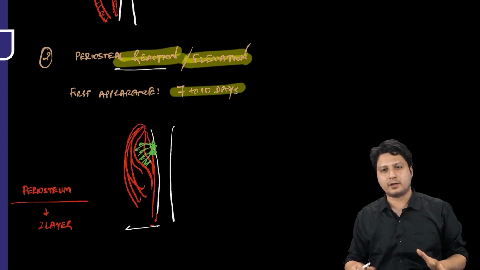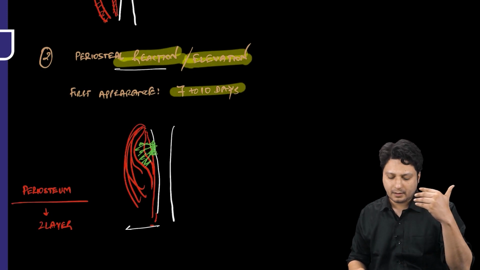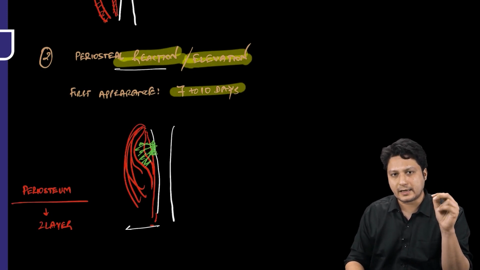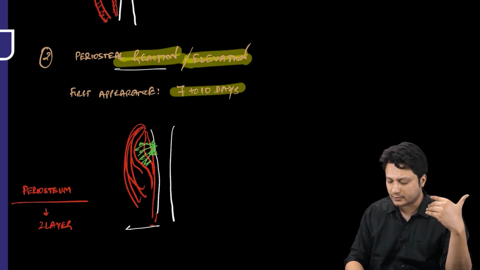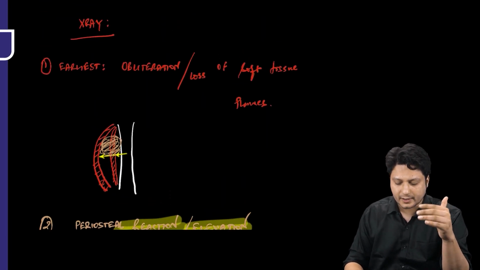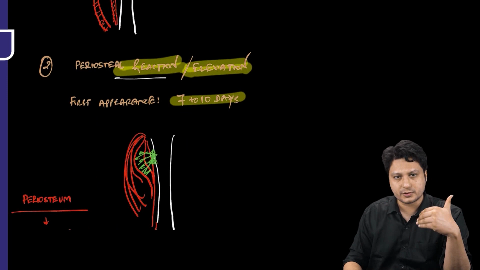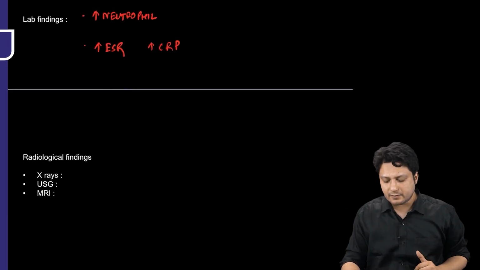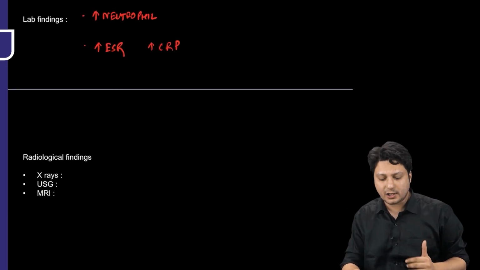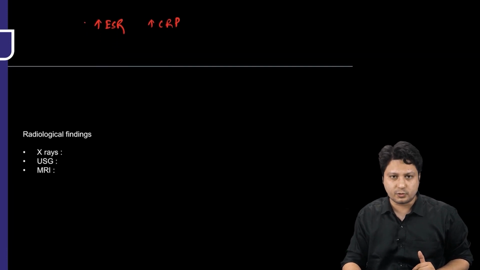Hope you have understood everything related to the X-ray findings. So, two X-ray findings that you have to remember in case of acute osteomyelitis: one is the obliteration or loss of the soft tissue planes, and the second is the periosteal reaction or periosteal elevation. The next investigation that is very important is the ultrasonography.